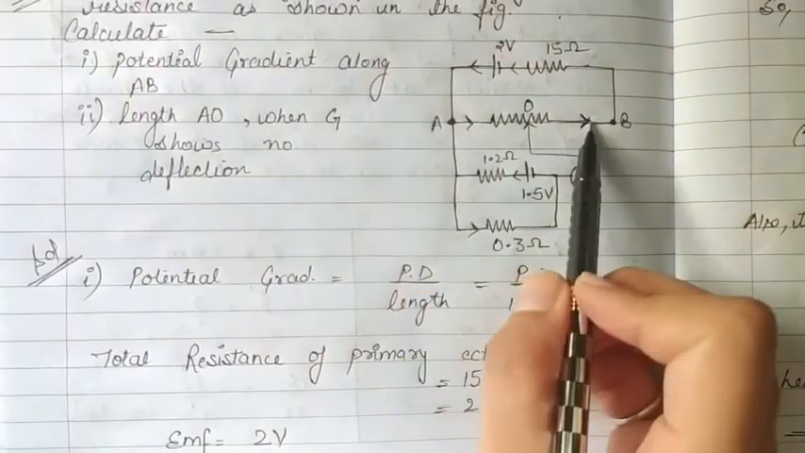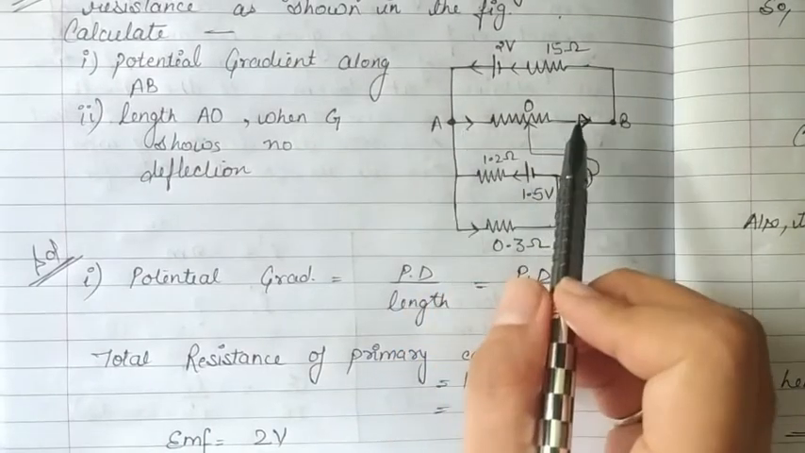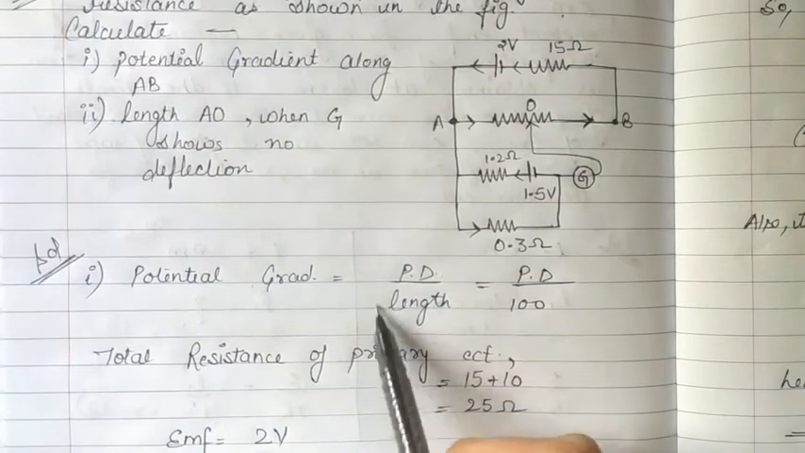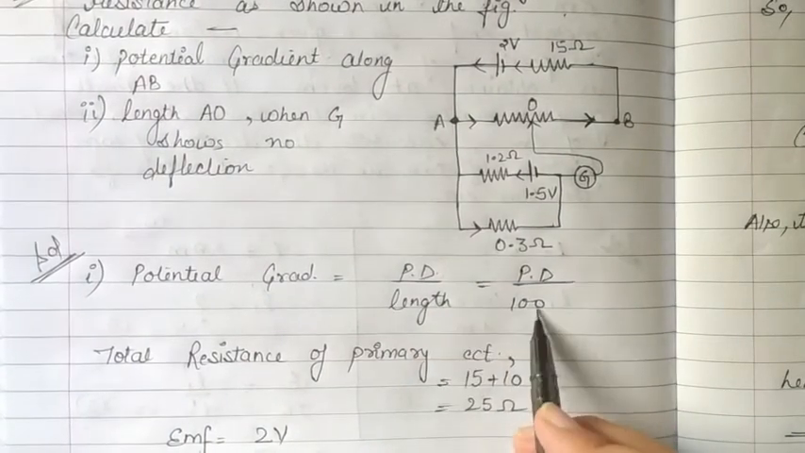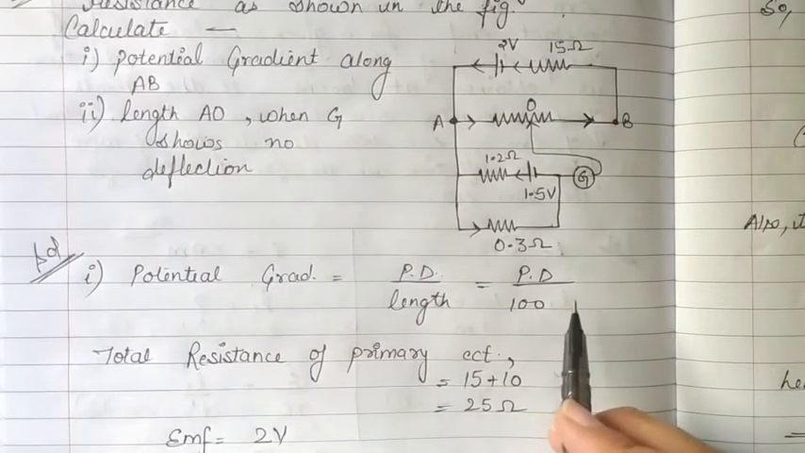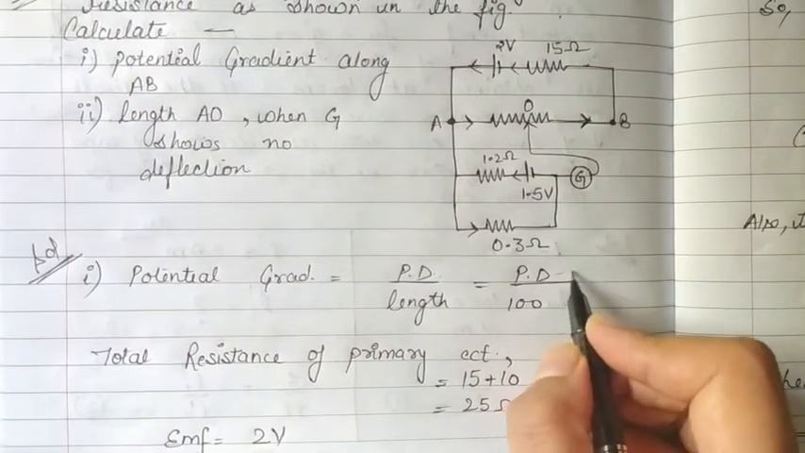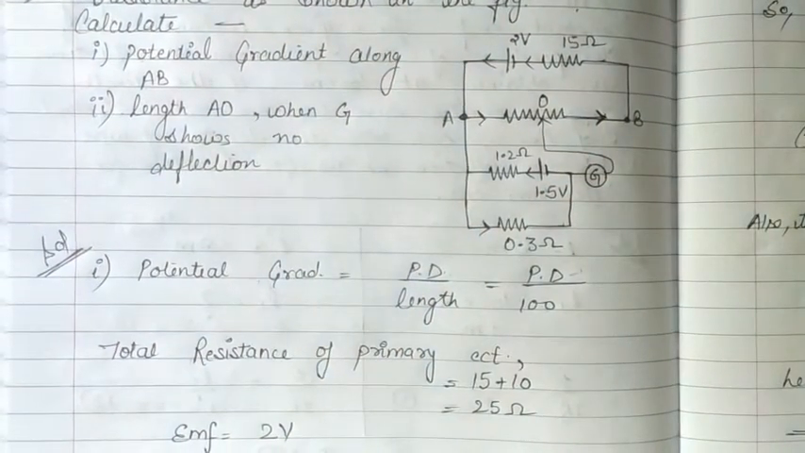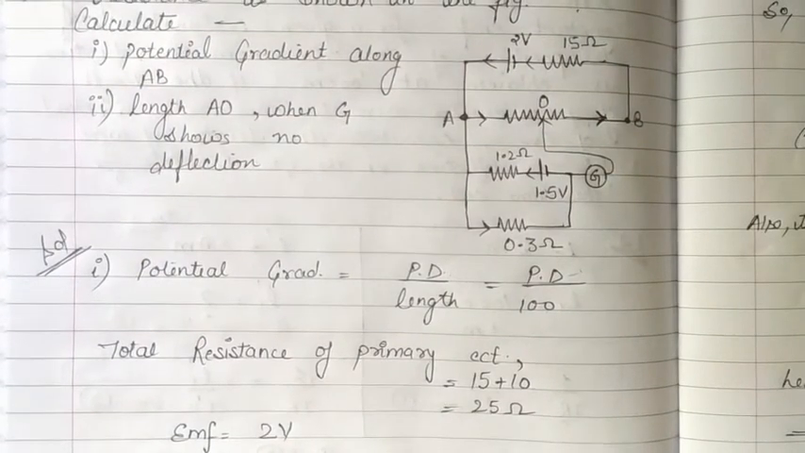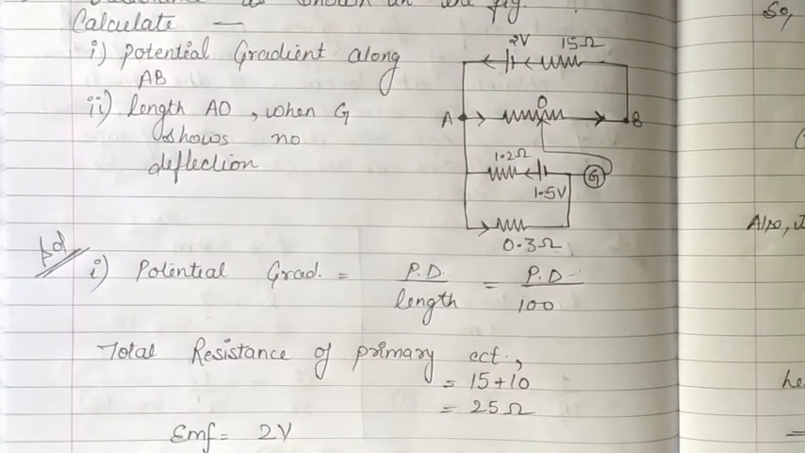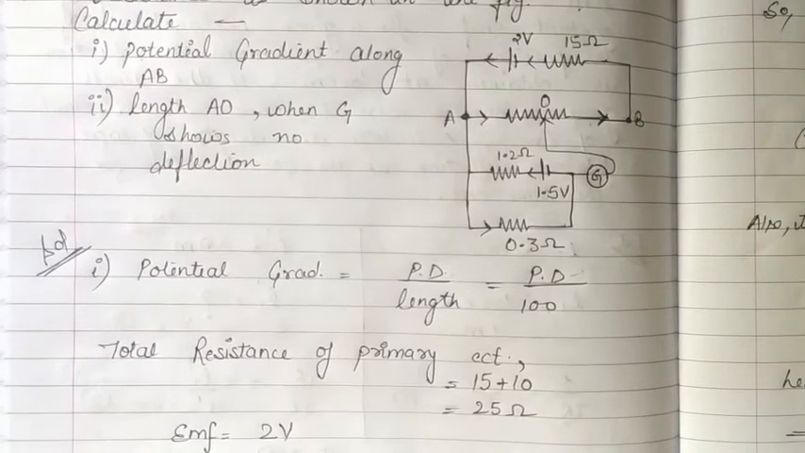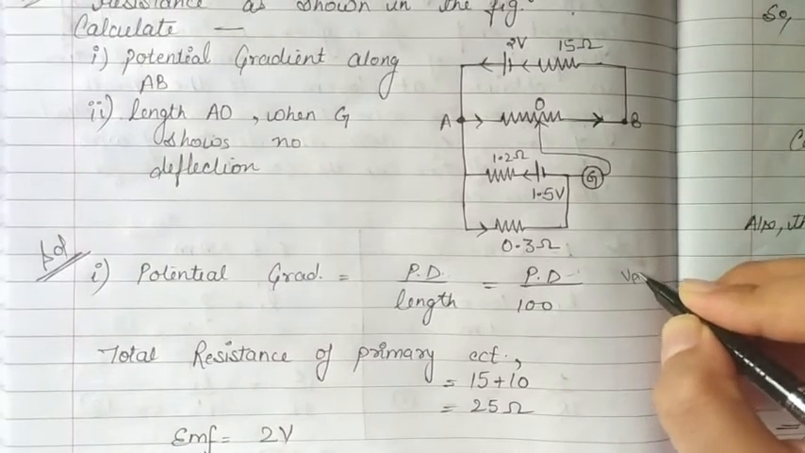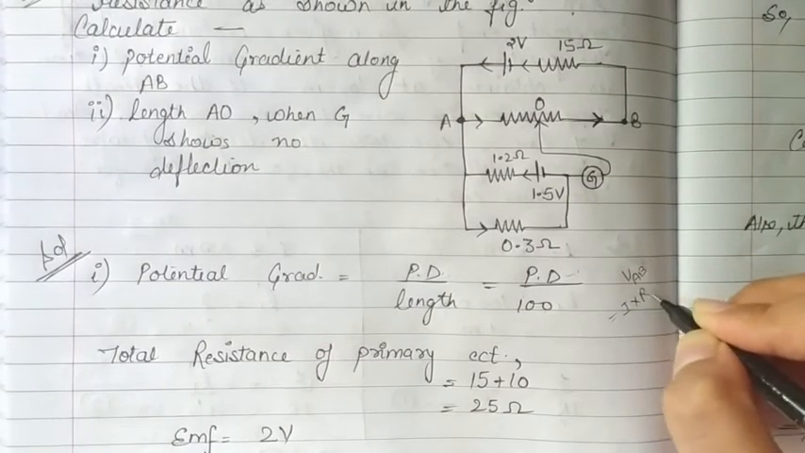We know that potential gradient is equal to potential difference upon length. So what we need is the potential difference across AB upon length of AB. Length of AB is known, that is 1 meter or 100 centimeter. So the task is to find the potential difference across AB, right? So to find potential difference across AB, we know that the value of this will be current across AB into resistance of AB.